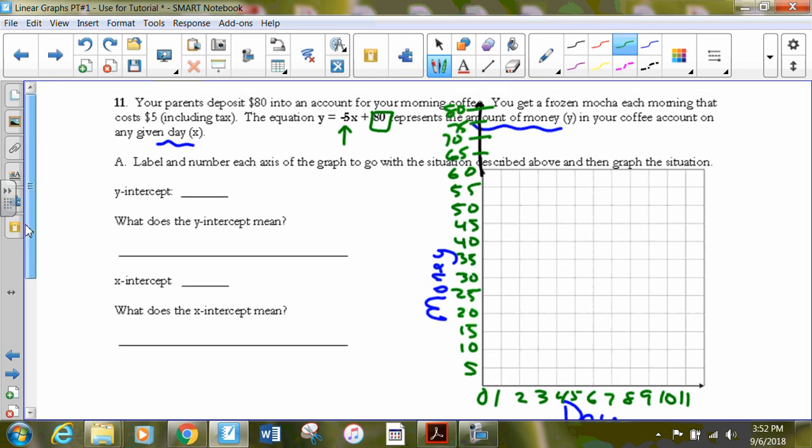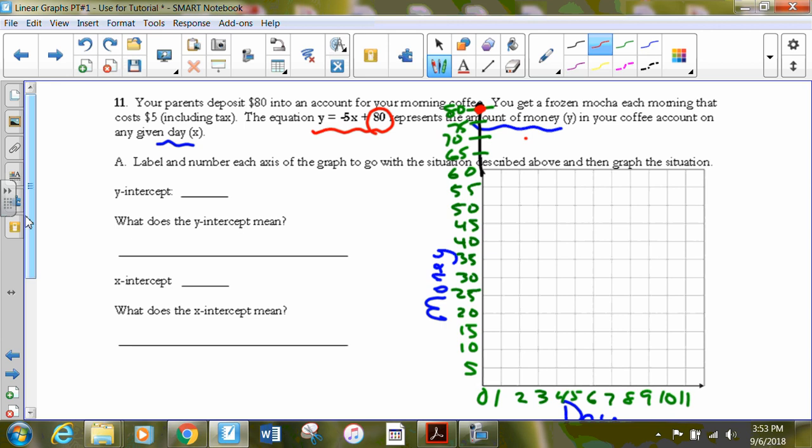All right, so let's see what's happening here. We can look at this equation right here. We see that it's in y equals mx plus b form, right? Where that's the y-intercept. So we're going to put that at 80. And then our slope is down 5 over 1. So down 5 over 1, down 5 over 1.